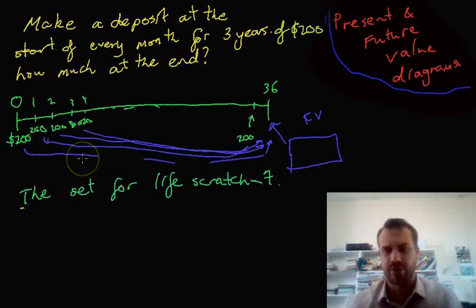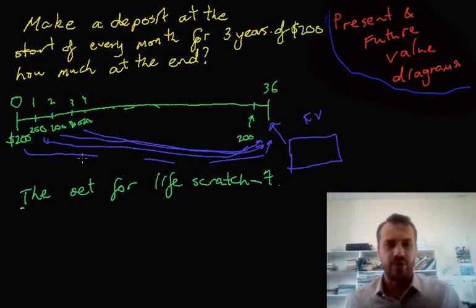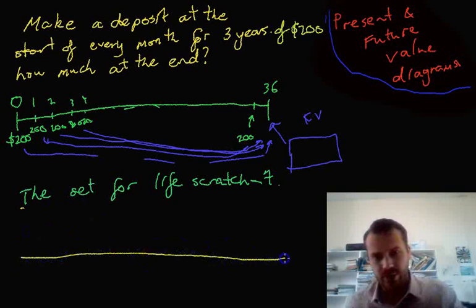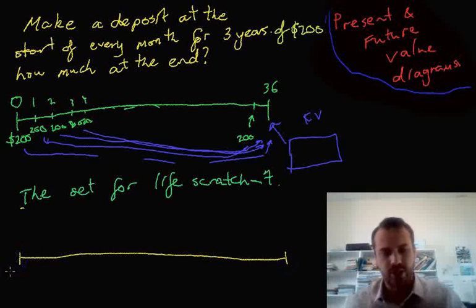It's the Set for Life Scratch It. You guys have probably heard of this. You do the little Scratch It card, and then if you win, you get $25,000 every year for the next 20 years or something like that. Now, this is sort of the opposite kind of question, because I guess the question is, what is the value of that prize today?